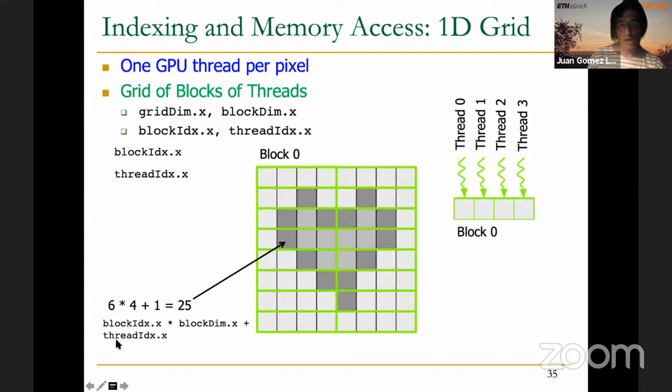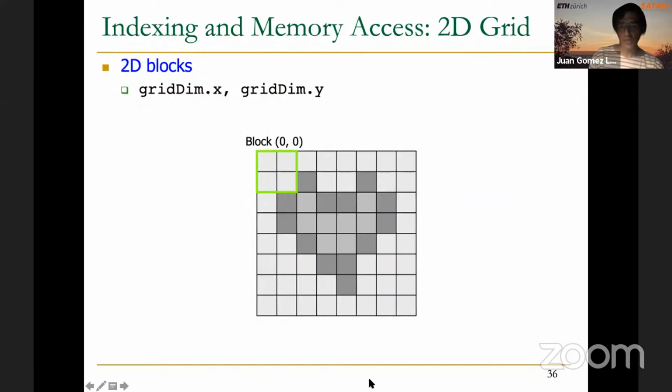So this is how we can have each thread, in this case thread 1 in block 6, access this pixel here, which is actually at address 25 of the whole image.